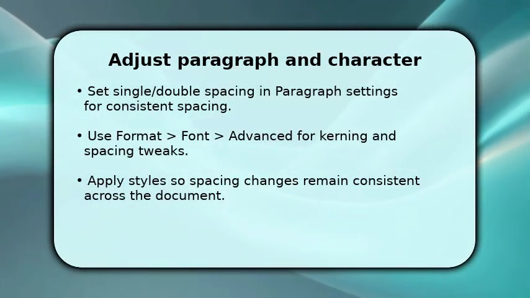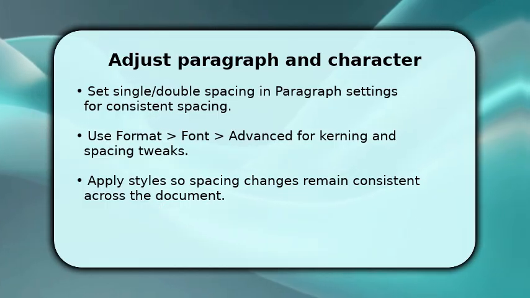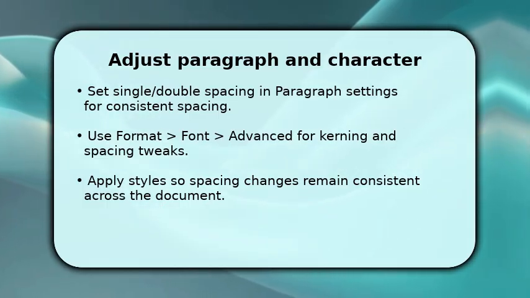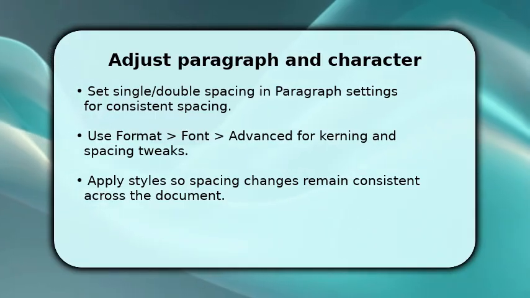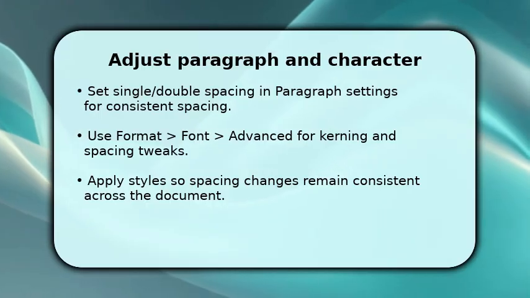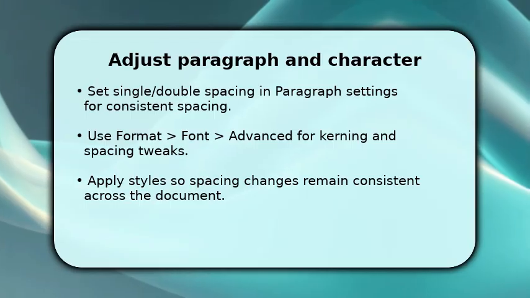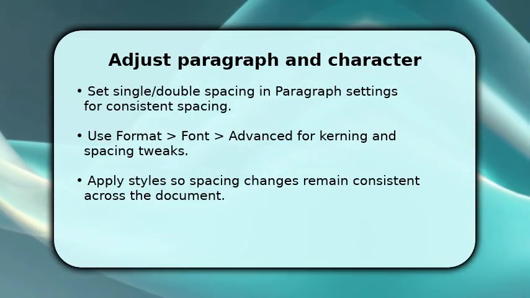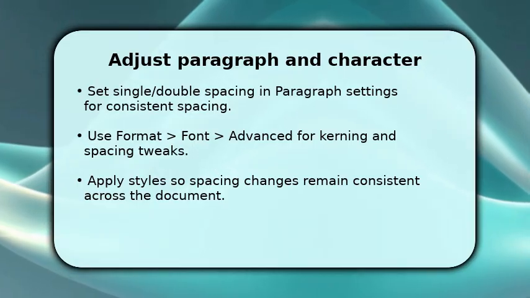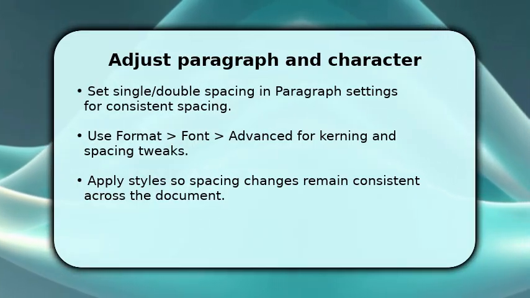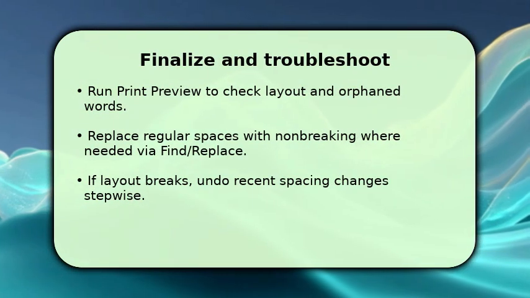Open paragraph settings to set line spacing, and before/after spacing so blocks of text maintain consistent rhythm. Then, use Font Advanced to slightly expand or condense character spacing when necessary. This helps avoid excess white space. Once you apply these tweaks, update or create a style and reapply it across similar sections so changes are uniform and reversible. To finish, run print preview and low-level checks to ensure no critical words move to the next line.